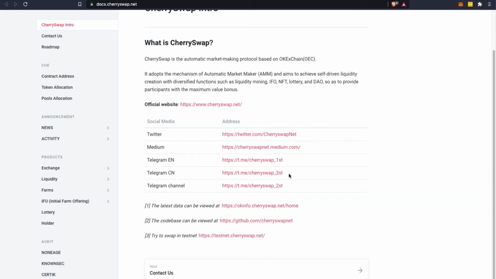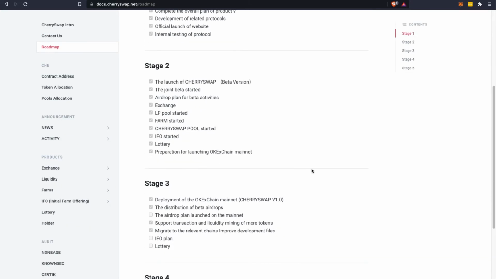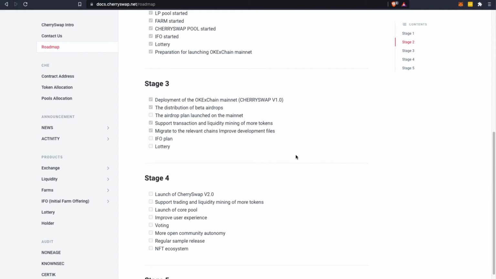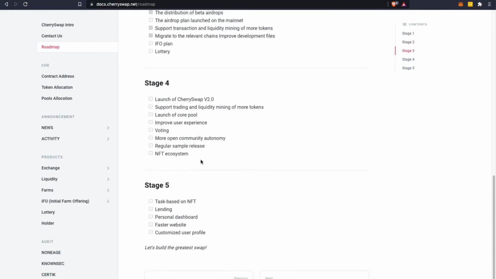Their website and their socials, which I highly encourage you to go to, to research more about this project and interact with their team. And take a look at their roadmap, stage 1, stage 2, and currently they are at stage 3. They have already launched on their mainnet, so they have already airdropped their tokens to those early participants, and they have already launched 2 IFOs. And the lottery feature, I think, has also been launched, but right now they have taken it down to revise it again. And for stage 4, you can see that they're going to launch a version 2 of CherrySwap and other new features, including this NFT ecosystem.